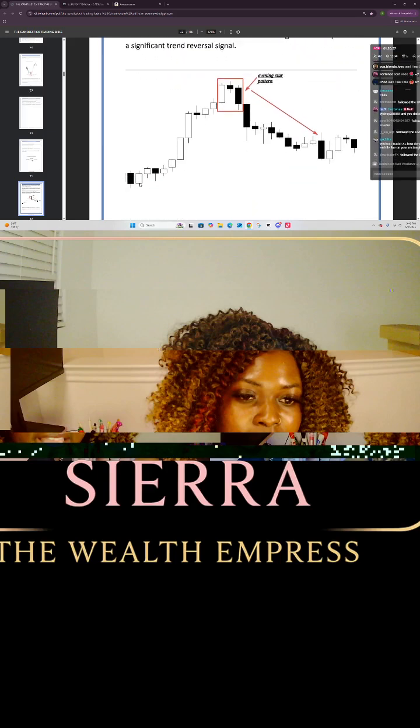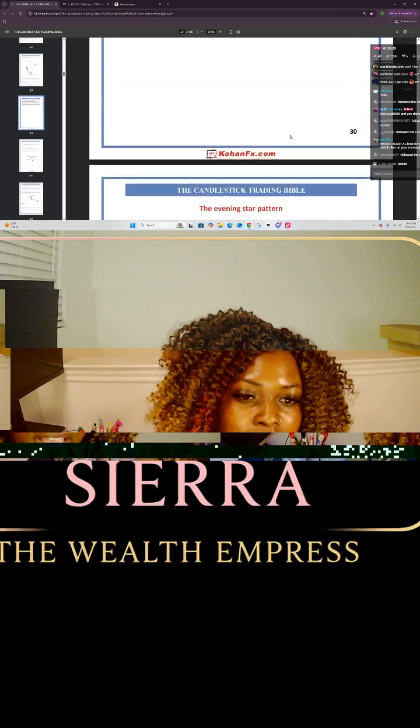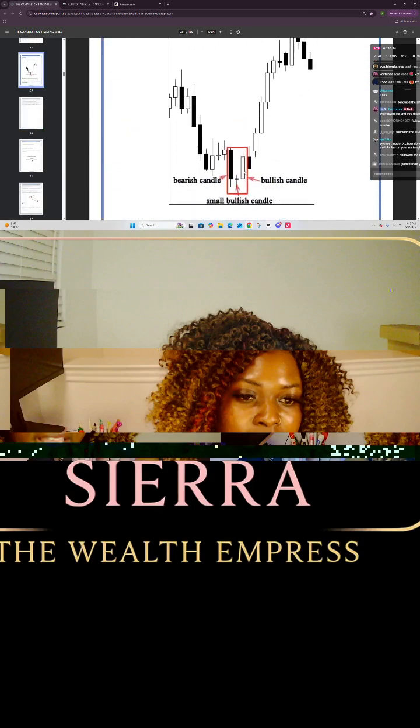Okay, so they're saying that this candle happens at the top of an uptrend because it's signifying a reversal. Okay, so the morning star happens at the bottom of a downtrend. All right, right here at the bottom of a downtrend because it's signifying that price is about to buy.